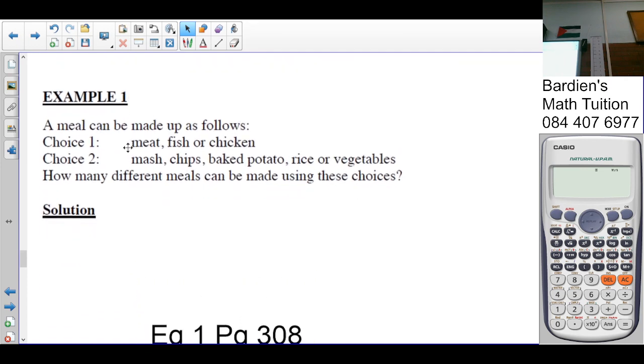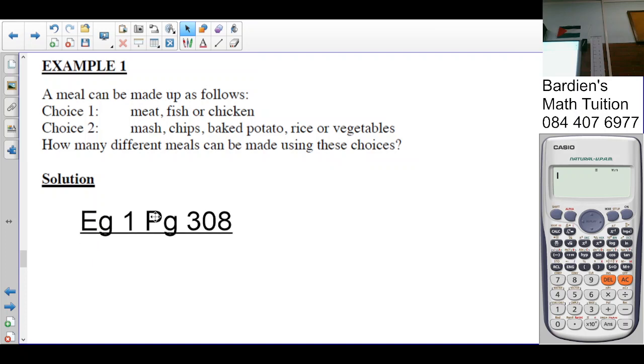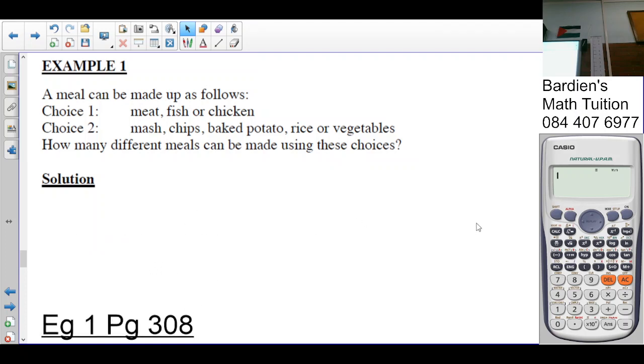People, example 1, and this is on page 308. A meal can be made up as follows. Choice 1 is meat, fish or chicken. Choice 2 is mash, chips, baked potato, rice or vegetables.